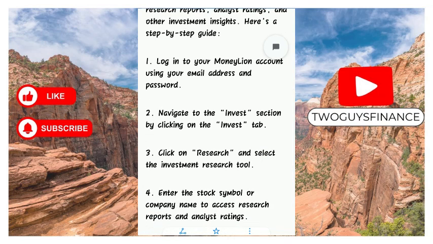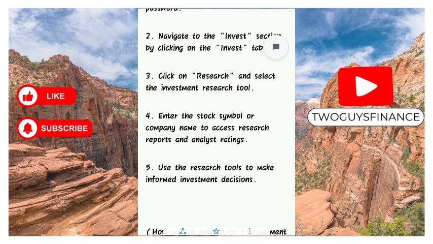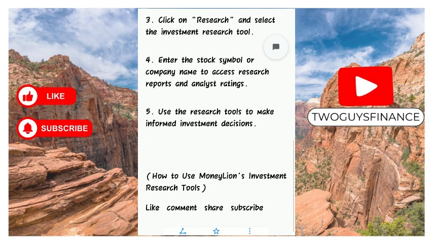Now you got to enter the stock symbol or company name to access research reports and analyst ratings for specific things. So you can use the research tools to make informed investment decisions. That's going to help you out a lot when you are trying to make an investment decision. So yeah, that's pretty much it on how to use Moneylion's investment research tools.